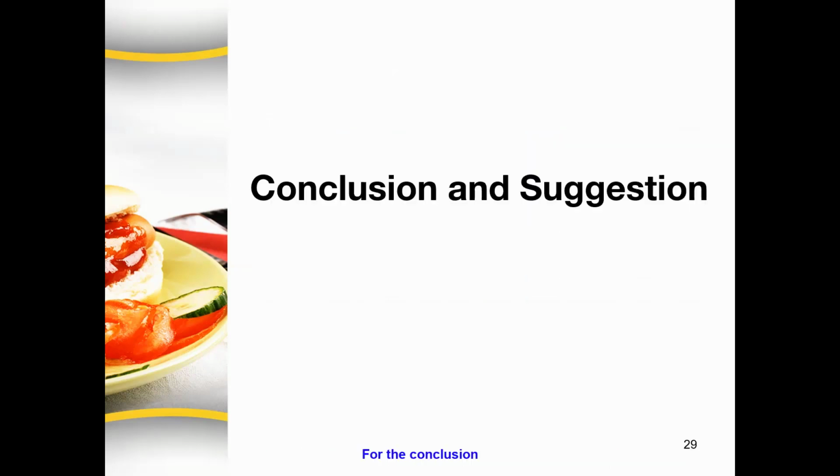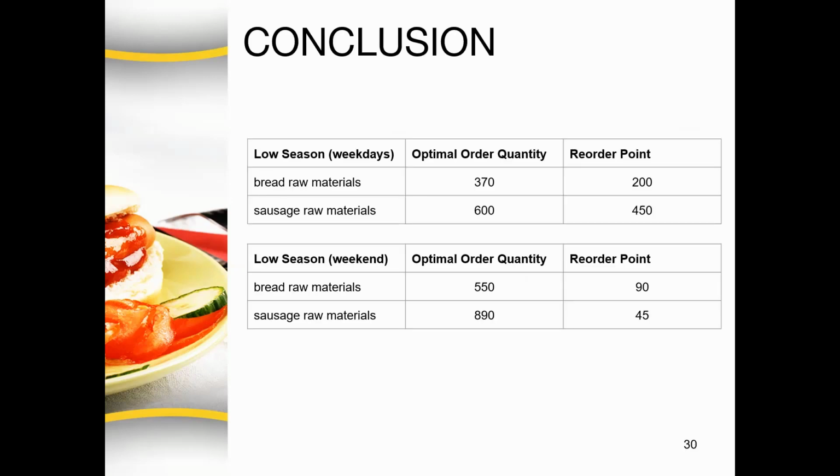For the conclusion, we can explain that on weekdays during the low season, the optimal order quantity and reorder point for bread raw material are 370 and 200 respectively. The optimal order quantity and reorder point for sausage raw material are 600 and 450 respectively.